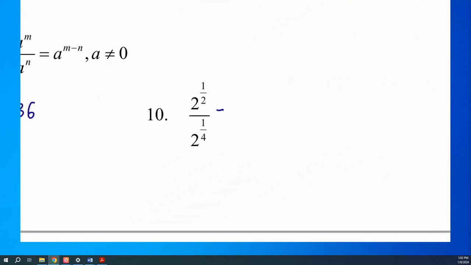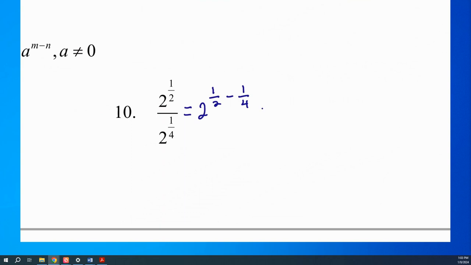So again, we can do the same thing with this. It'd be 2 to the 1/2 minus 1/4. Well, what do I need to do here? I need to get the same denominator. And what would be a common denominator? 4. So how could I rewrite 1/2 as something over 4? 2 over 4. So it'd be 2 over 4 minus 1 over 4.